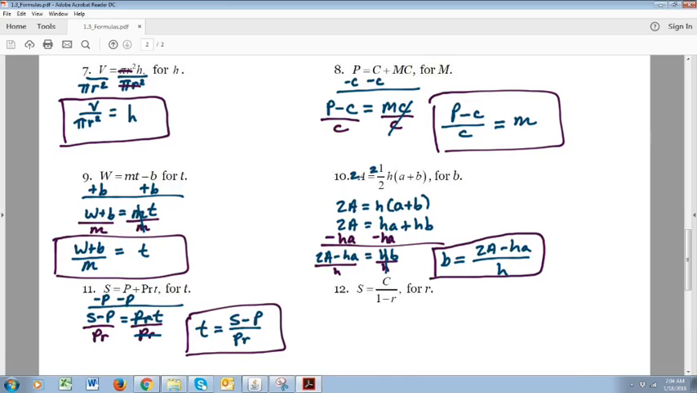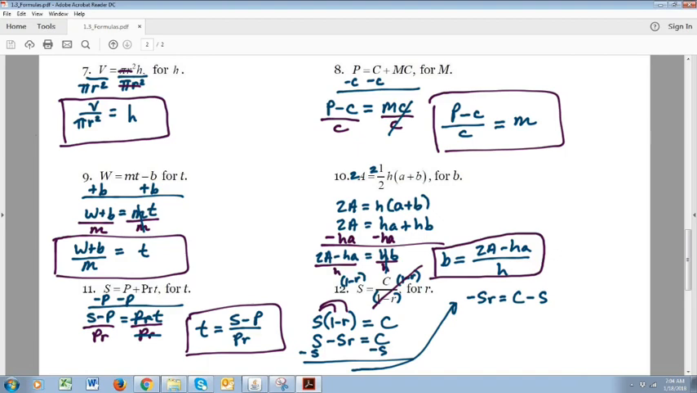Number 12 is another one where you need to clear the fractions. So let's multiply each side by 1 minus r. So on the right, the 1 minus r's are going to cancel, and you're left with c. Now on the other side, make sure you distribute the s times 1 minus r. You're going to get s minus sr is equal to c. Now keep in mind, I'm trying to solve this for r. So let's see, I need to get rid of that s term. I'm going to get minus sr is equal to c minus s. And now I just divide by negative s.